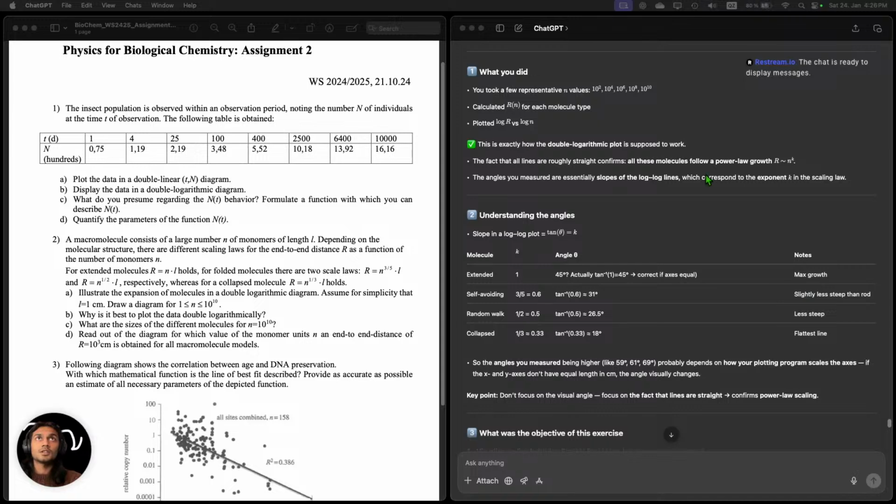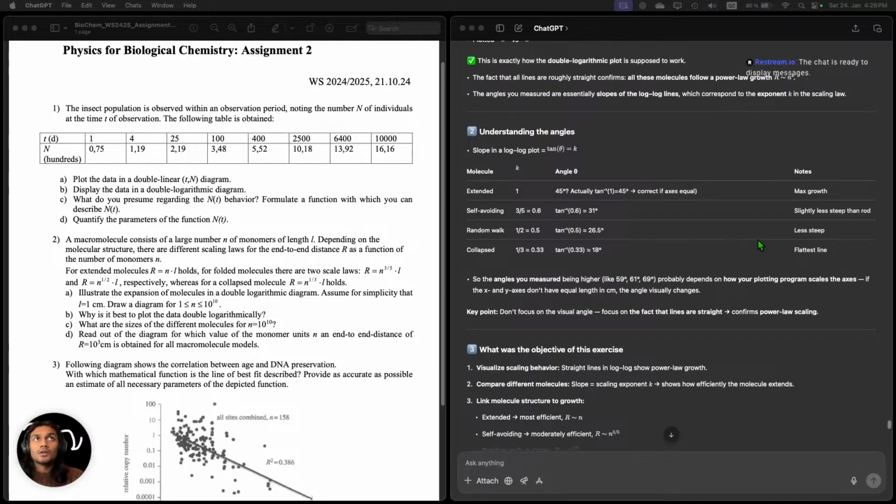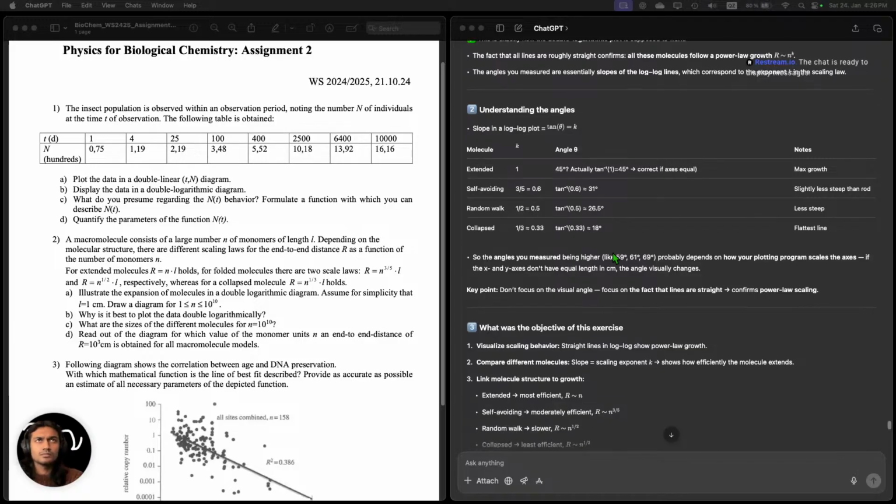This is exactly how the double logarithmic plot works. The fact that all lines are roughly straight confirms all these molecules follow a power law growth. Flattest line. Which is the flattest line? For me, the collapse is the steepest.